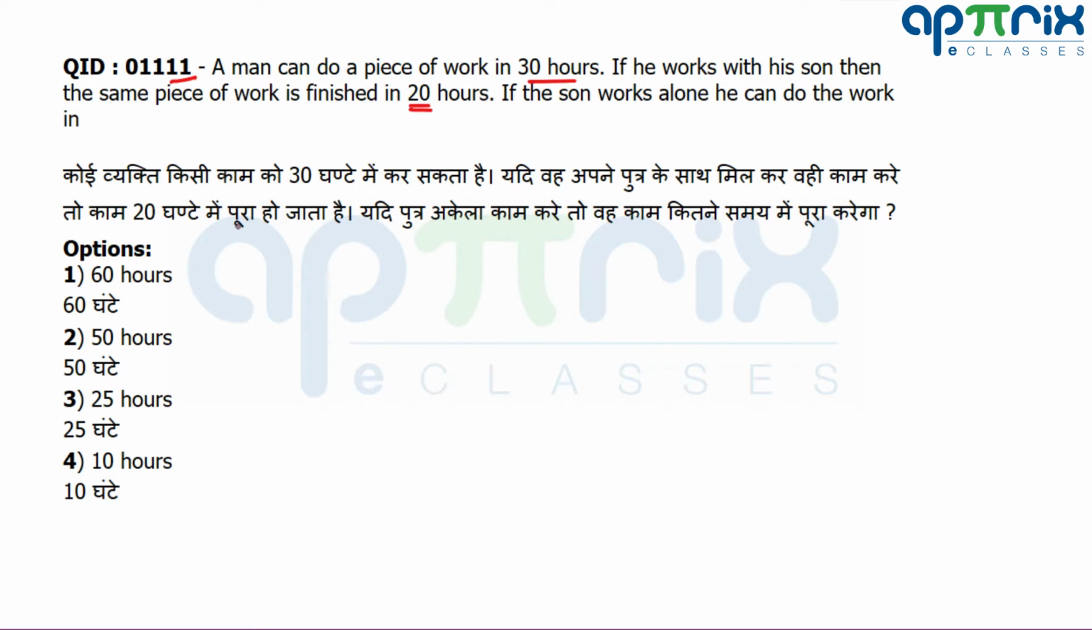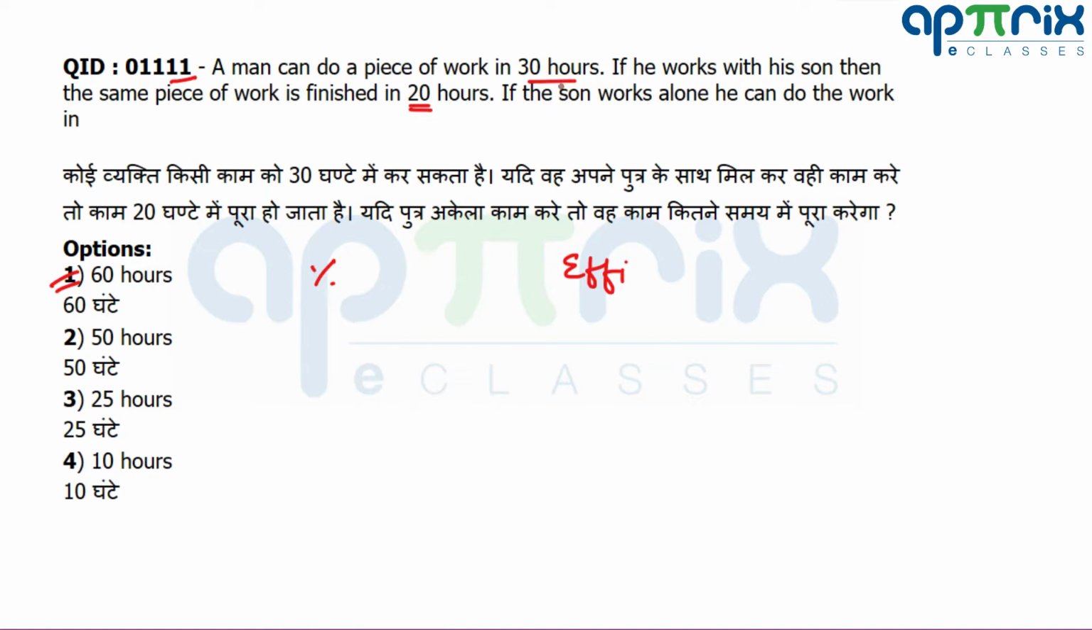What it says is that a man can do a piece of work in 30 hours, and if he works with his son, then the same piece of work is finished in 20 hours. If the son works alone, he can do the work in... I'll tell you two methods of doing it. One will be the percentage approach and the second will be the efficiency approach, and using both you can mark the answer 60 hours in seconds. Let's see how. First, let's see the percentage approach.